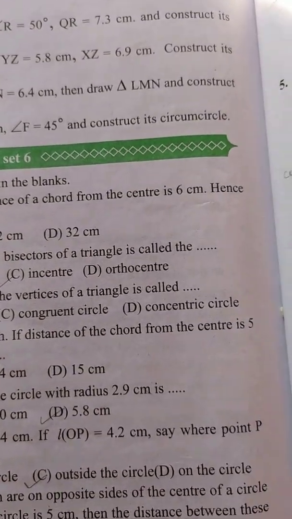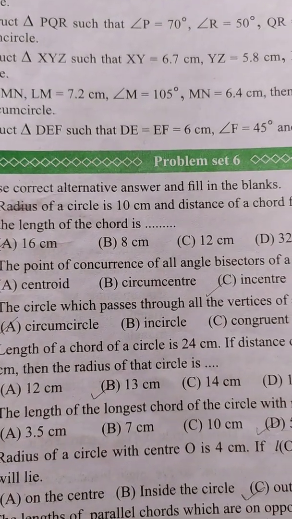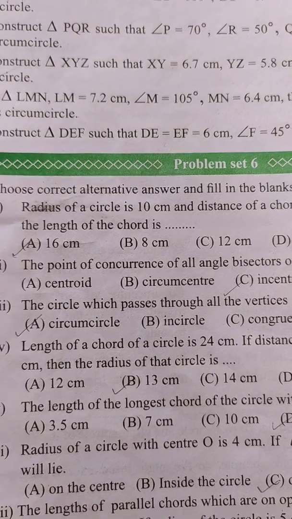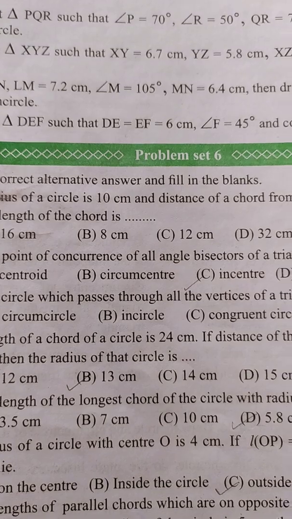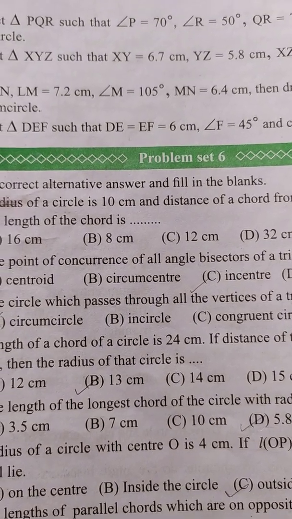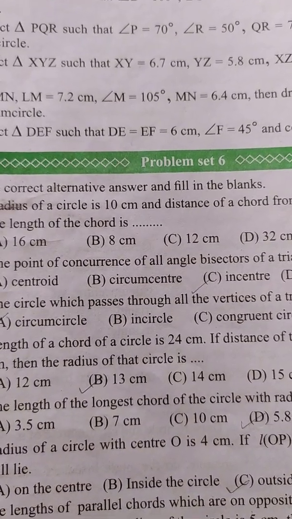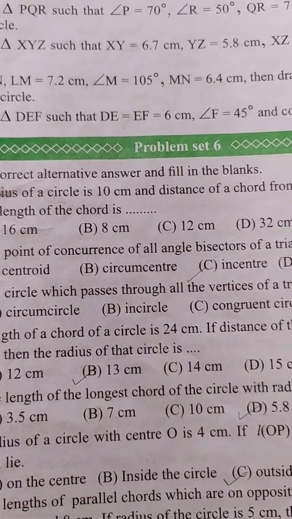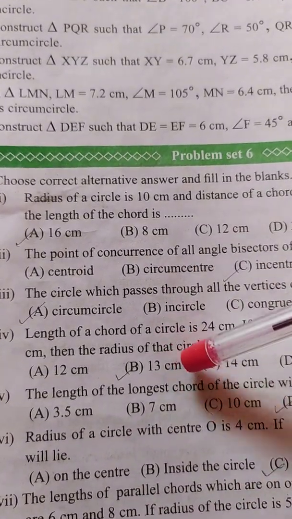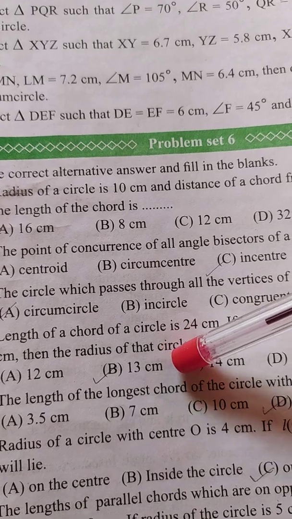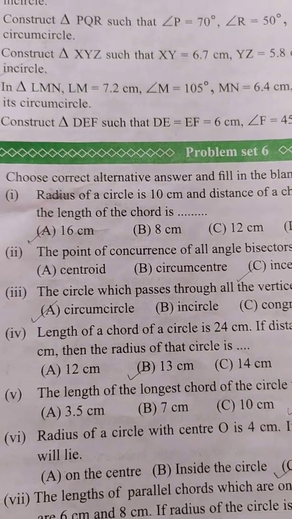Fourth one, length of a chord of a circle is 24 centimeter. If the distance of the chord from the center is 5 centimeter, then the radius of that circle is. Now length is 24. That means half of it is 12. The distance is 5. So that's 12 square plus 5 square, right? To find the radius, that's the hypotenuse. So 12 square plus 5 square, 144 plus 25, 169, root 169. Your answer comes 13 centimeter. You can solve it in rough and get your answer.